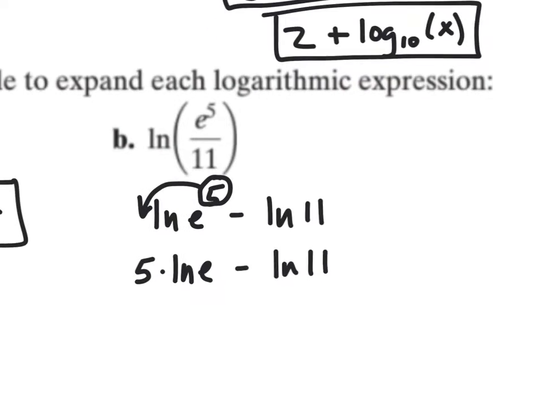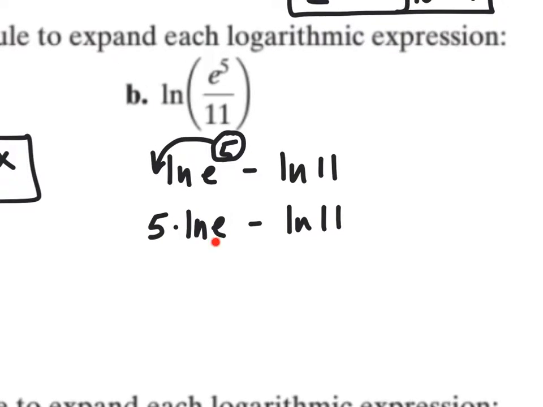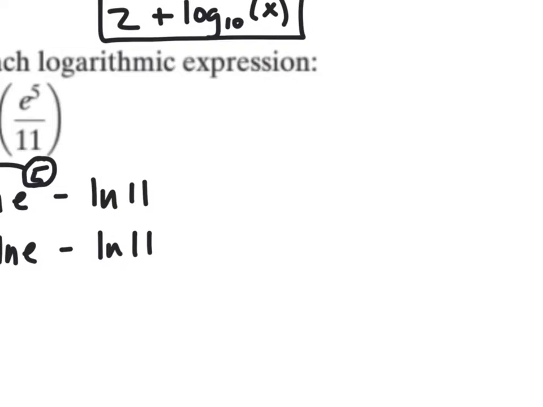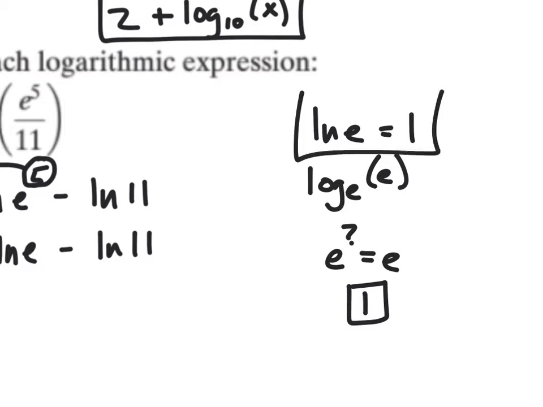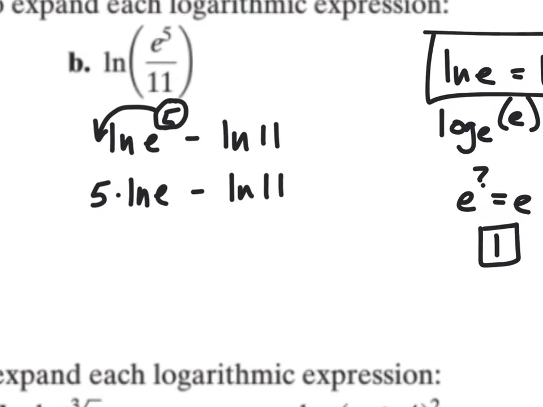Now, we can still continue this because we can evaluate the natural log of e. So the natural log of e, remember this is log base e of e. If I put that into exponential form, I would say e to the what power gives me e? Remember, e is a number. It's like pi. So e to the what power gives me e? That would give me a value of 1. So the natural log of e is always equal to 1. This is always the case.